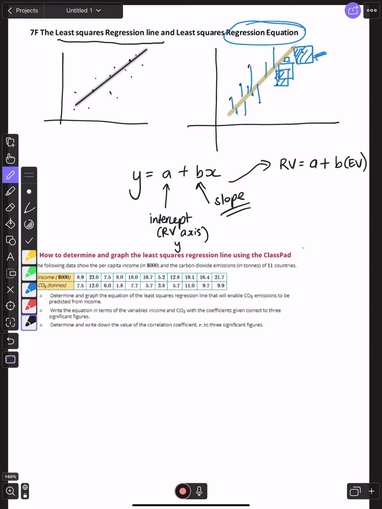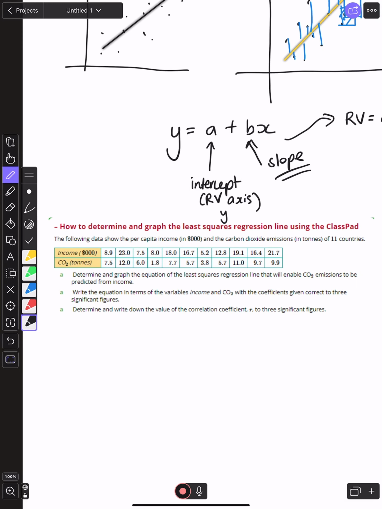Let's do an example. So how to determine and graph the least squares regression line using the ClassPad. I've just taken this straight out of your textbook. The following data shows per capita income in thousands of dollars and the carbon dioxide emissions in tons of 11 countries. Determine the graph and the equation of the least squares regression line that will enable CO2 emissions to be predicted from income.